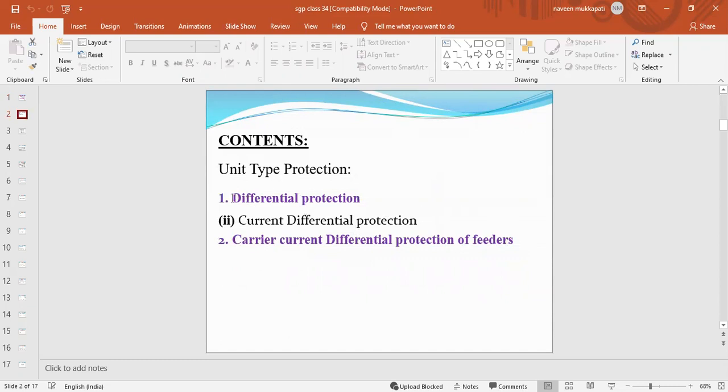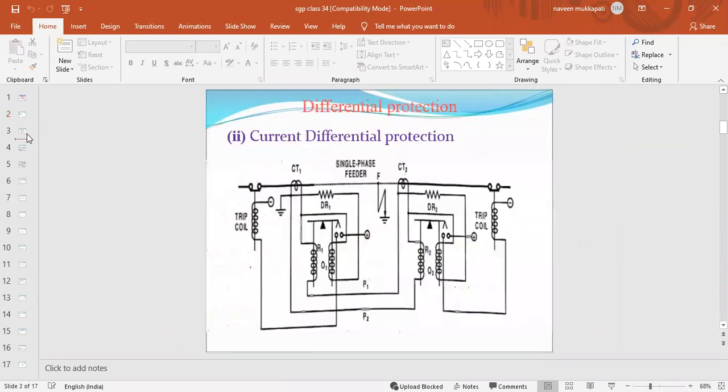The differential protection is suitable only for lengths of less than 15 kilometers. It is economical up to that; after that, it is not economical. That's why we go for the carrier current differential protection of a feeder. That is the main reason for going to the carrier current differential protection of a feeder. First one is the current differential protection, and this is the diagram for it.